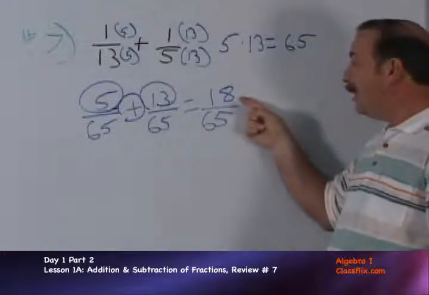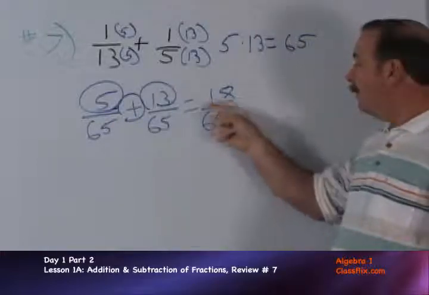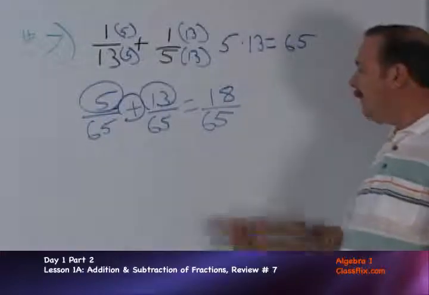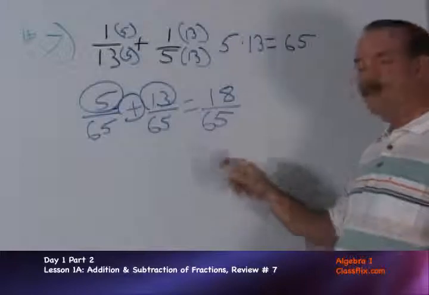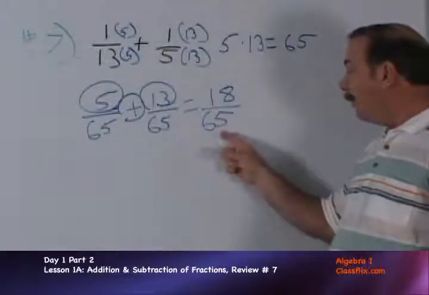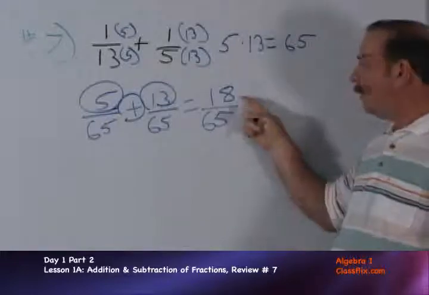The top number is divisible by 3, because 8 plus 1 equals 9. 9 is a number that's divisible by 3, but the bottom number is not. 6 plus 5 is 11. 11 is a number that's not divisible by 3. The bottom number is divisible by 5, the top number is not.